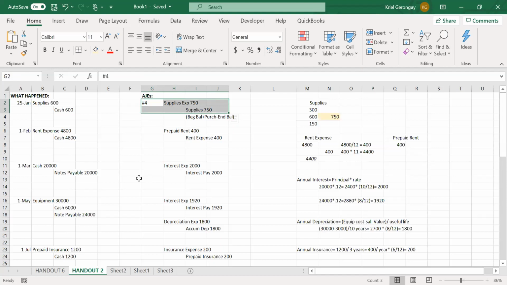Yes, I know we combined the information. But the debit supplies expense for 750 and credit supplies for 750, would that be an answer for January 25th and number 4? Would we use that answer twice? No, you use the information twice, for the 25th and the number 4. Oh, okay. But to answer your question, this will be the answer to number 4. Okay. Thank you.